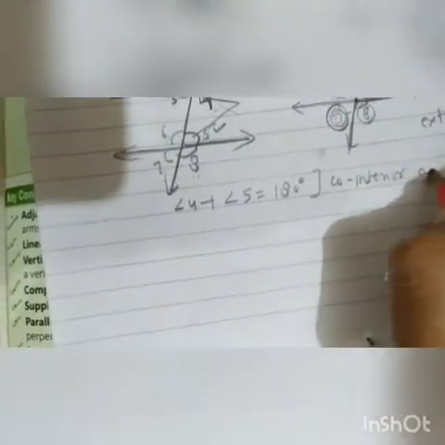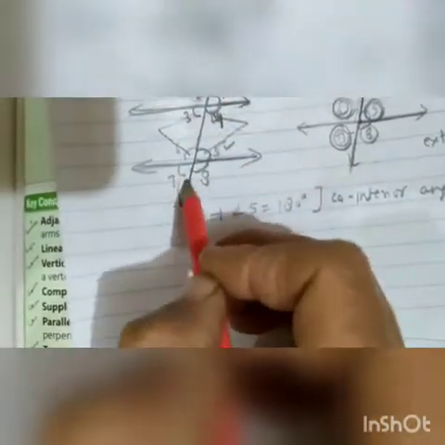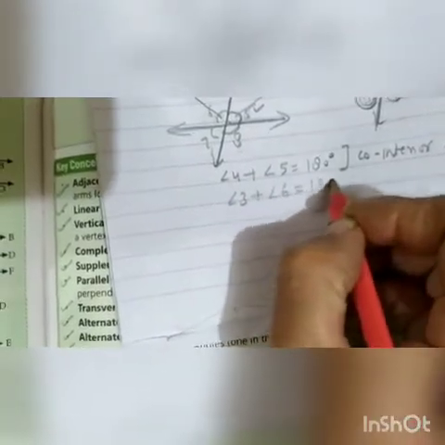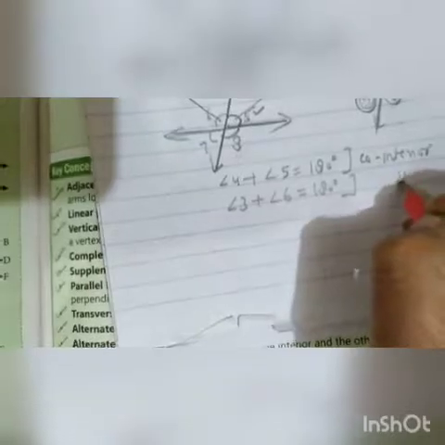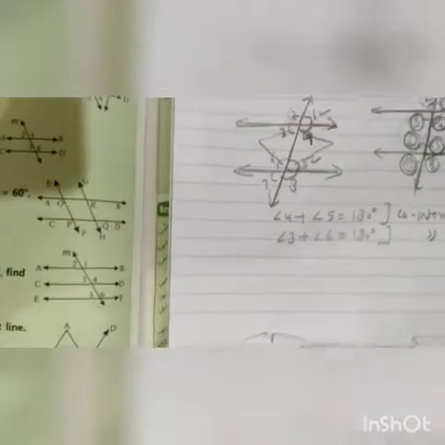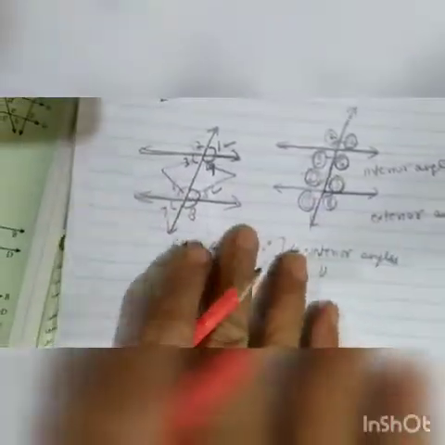co-interior angles. In the same way, left side of the transversal line, angle 3 and angle 6. Angle 3 plus angle 6 is also 180 degrees. They are also co-interior angles. Now, next type of angle are vertically opposite angles. Also, students, see what are vertically opposite angles.